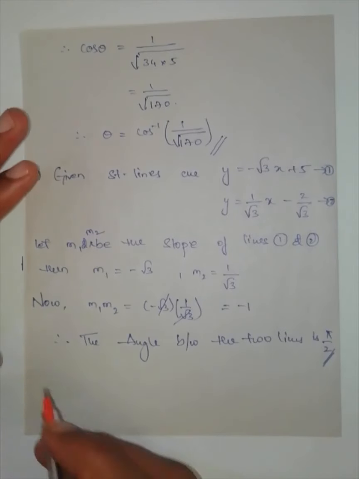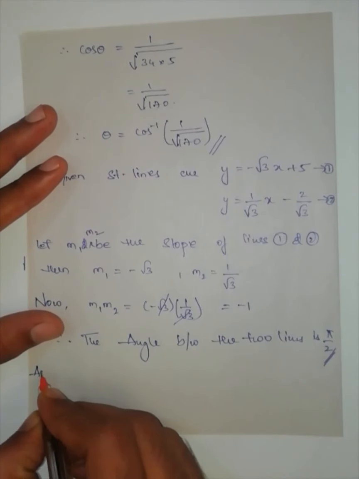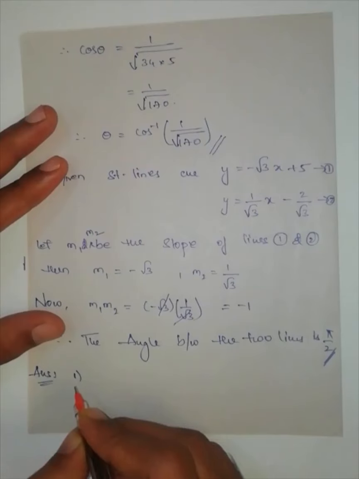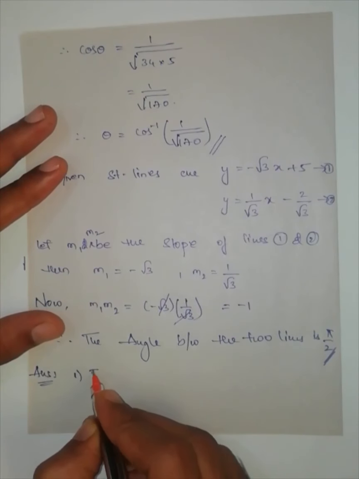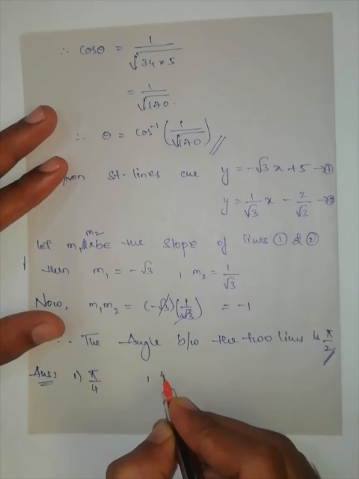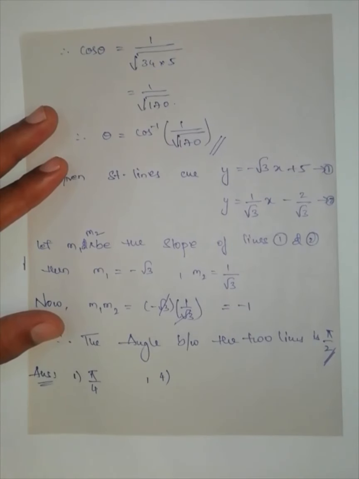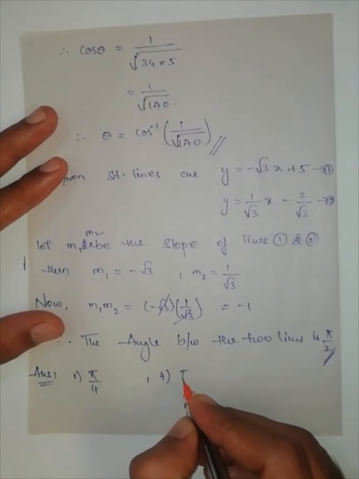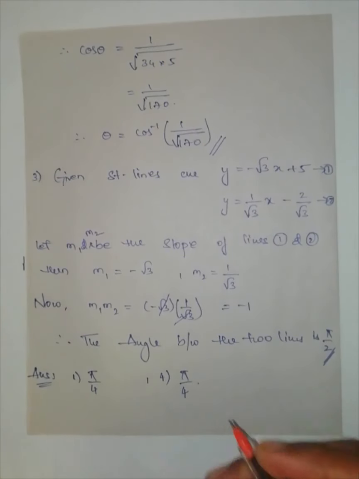Now the answers for the homework problems. For the first one you have to get pi by 4, and for the fourth one also you have to get pi by 4. These are the answers you have to get.